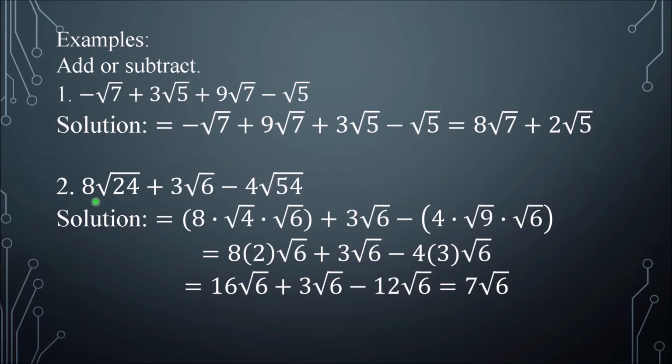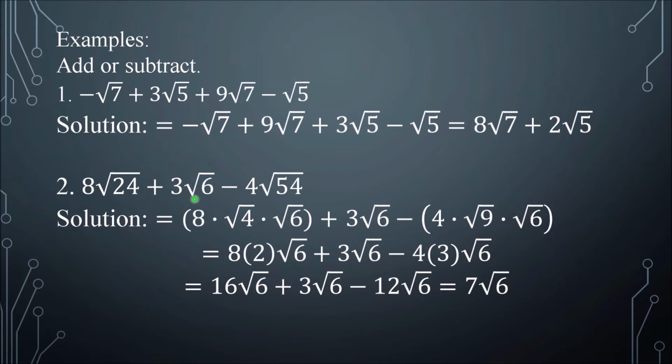Number 2, 8 square root of 24 plus 3 square root of 6 minus 4 square root of 54. First we need to simplify square root of 24, and that is 8 times square root of 4 times square root of 6. Why square root of 4? Because 4 is a perfect square factor of 24.